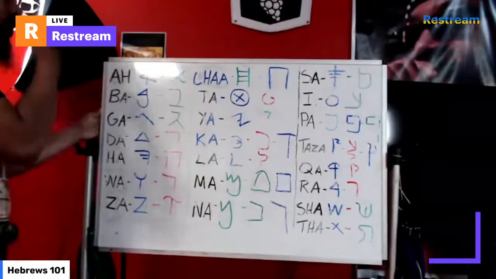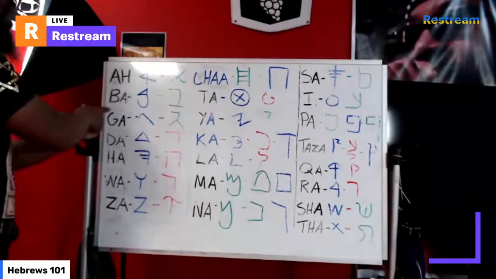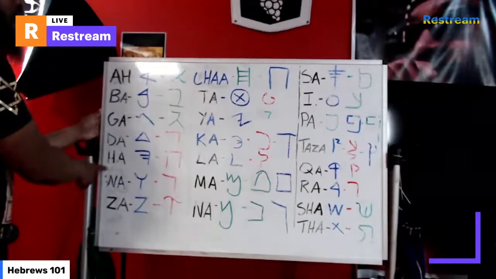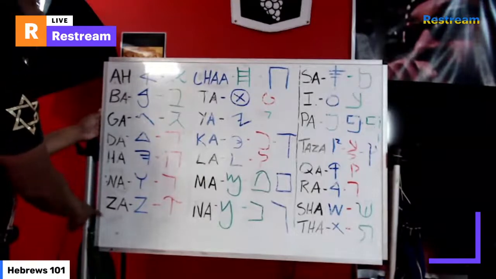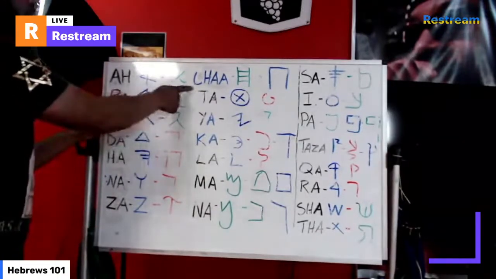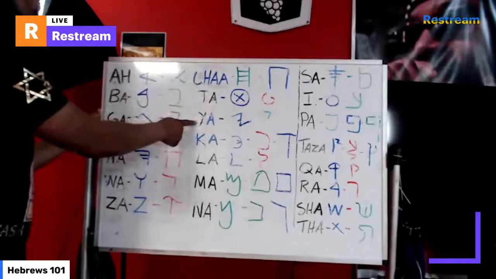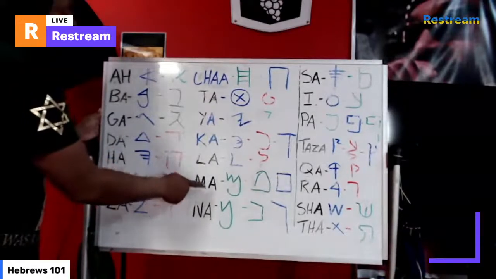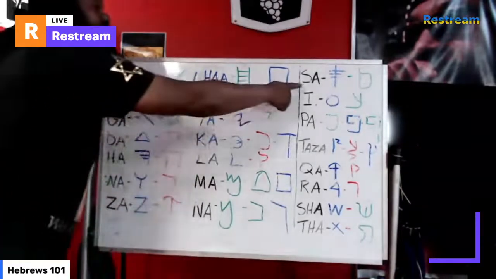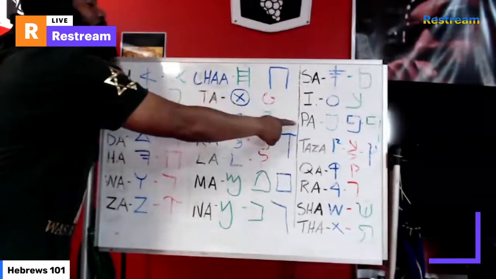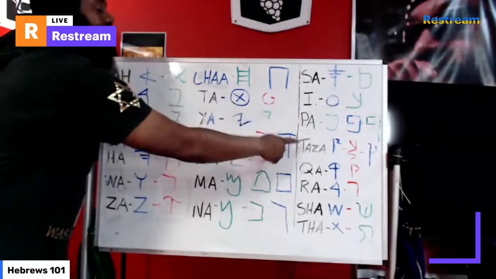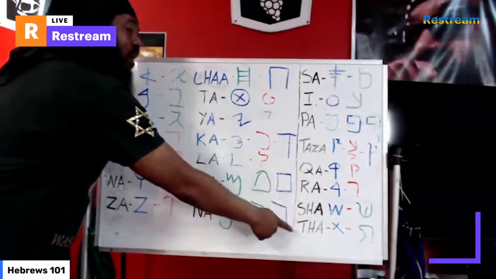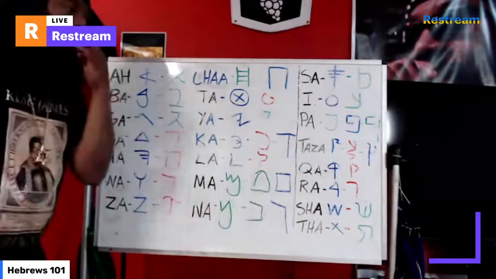Read pronunciations only: a, ba, ga, da, ha, wa, za, ka, ta, ya, ka, la, ma, na, sa, a, pa, tsa, qa, ra, sha, ta. Excellent.